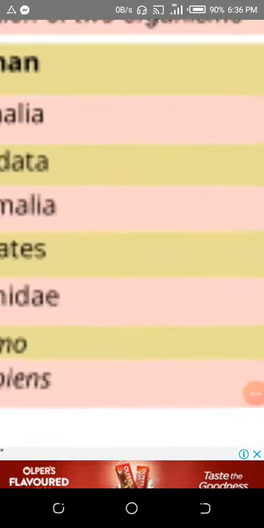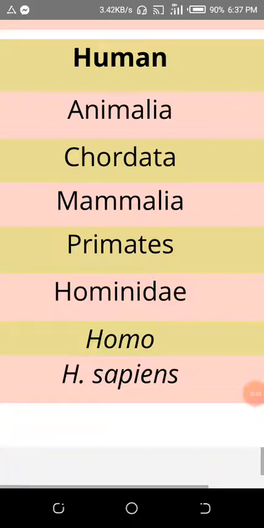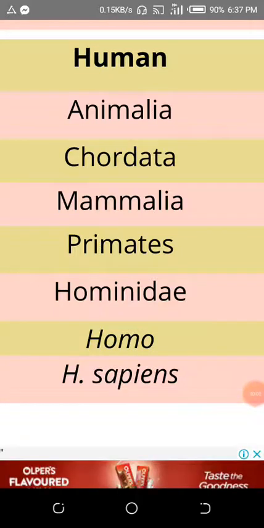Now we need to compare this classification with the human body. First one, Animalia. What is the Animalia? Kingdom Animalia. What is the phylum? Phylum is Chordata. You are watching phylum Chordata. I told you there are two bigger groups of animals. One is the chordates, one is the invertebrates, and human beings are more developed. And then Mammalia. The developed group of the chordates are the mammals, and the developed group of the mammals is primates.